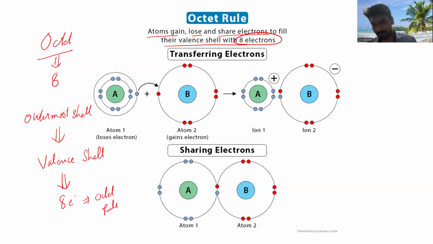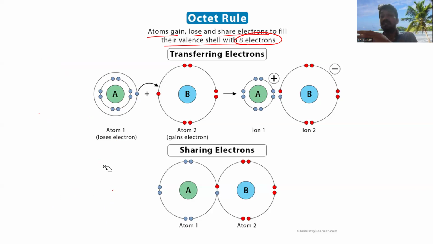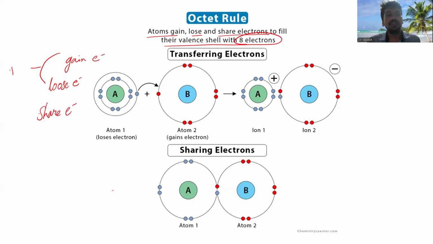Now, how can they do this? How are they going to get 8 electrons in their outermost shell? If they have fewer electrons, they are going to share electrons by forming a covalent bond. If they have more electrons, they are going to transfer the electrons. So they can gain electrons, lose electrons, or share electrons. Gaining or losing leads to ionic bonds, which we already discussed. Sharing of electrons leads to a covalent bond.